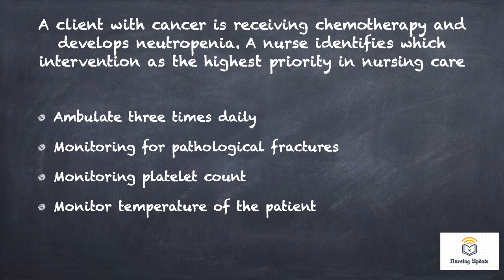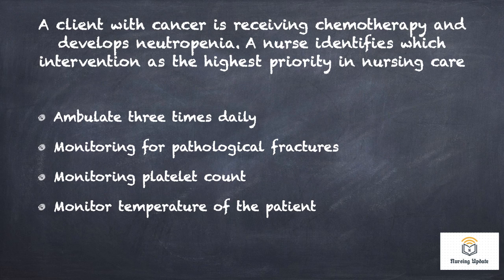The first MCQ is: a client with cancer is receiving chemotherapy and develops neutropenia. A nurse identifies which intervention has the highest priority in nursing care. Option A, ambulate 3 times daily. Option B, monitoring for pathological fractures. Option C, monitoring platelet count. And option D, monitor temperature of the patient.